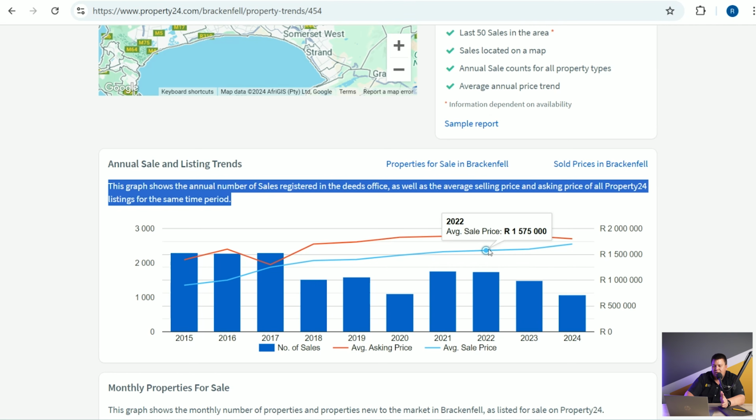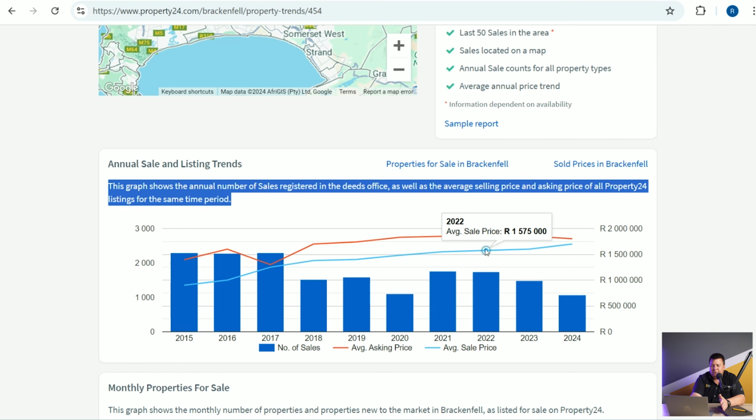Now, another thing to remember is in areas like Brackenfell, where there's a lot of new development, properties that were sold in a preceding period, like for instance 2020, might have been under construction for the remainder of 2020, as well as the 2021 year, and only handed over in 2022. They would be reflected in the registration figures for 2022, even though those sales already occurred in 2020 at the 2020 asking price.